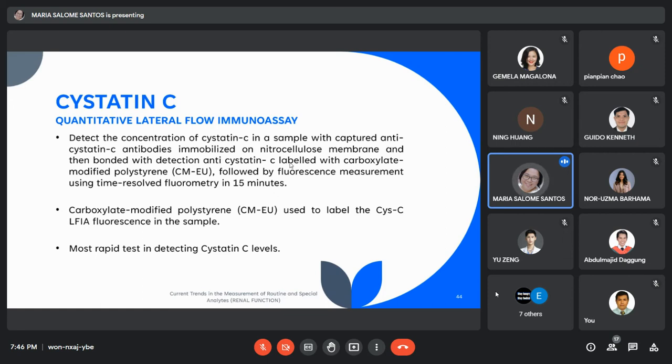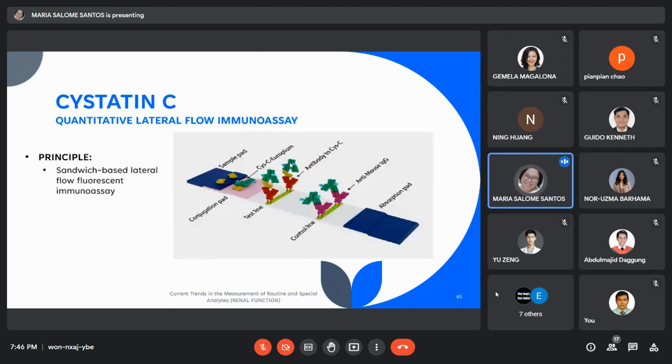So the carboxylate modified polystyrene europium is used to label the cystatin C lateral flow immunoassay fluorescence in the sample. It is the most rapid test in detecting cystatin C levels. For the principle, it utilizes the sandwich-based lateral flow fluorescent immunoassay.